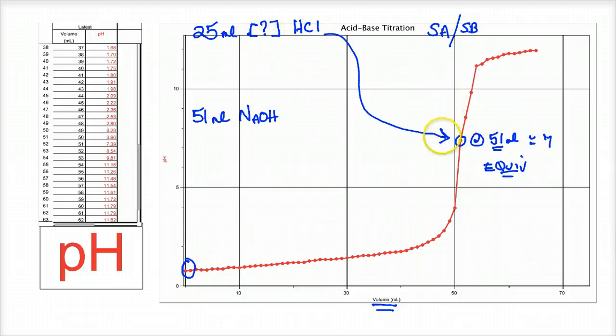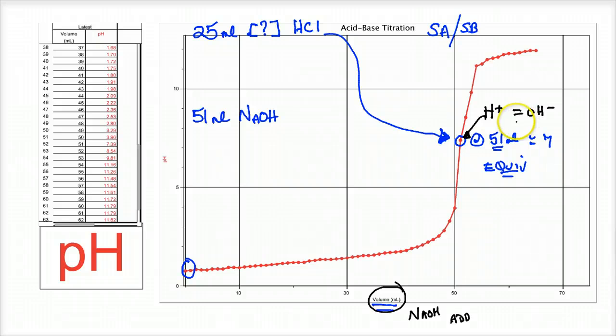Now I do so by looking at my equivalence point. At this equivalence point, we should be very clear here. Stoichiometrically, all of the H pluses that were in the beaker equal the hydroxides that were added. That's at this point here. So if I can figure out the moles of NaOH added, then that's the moles of my H plus.